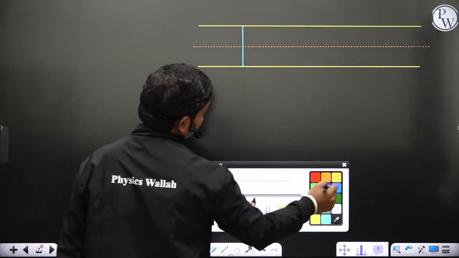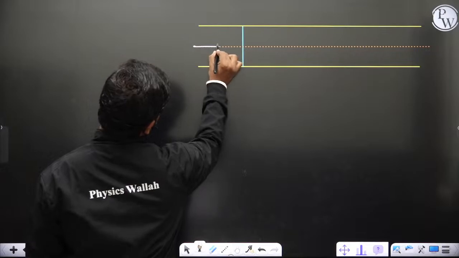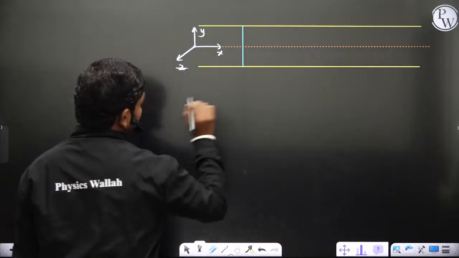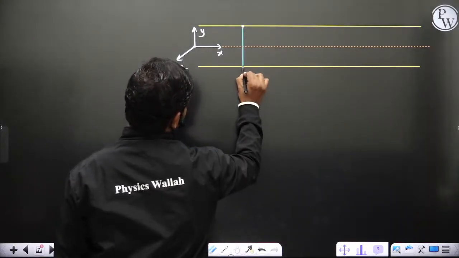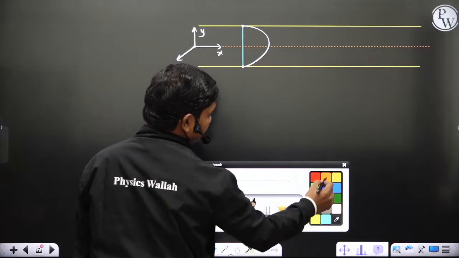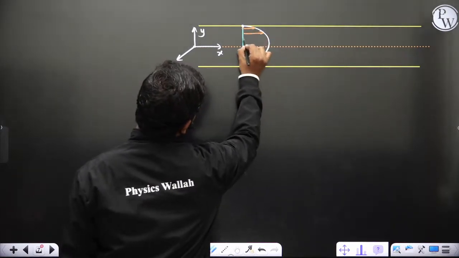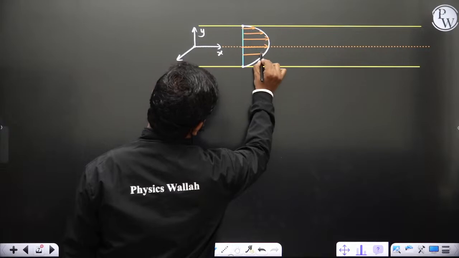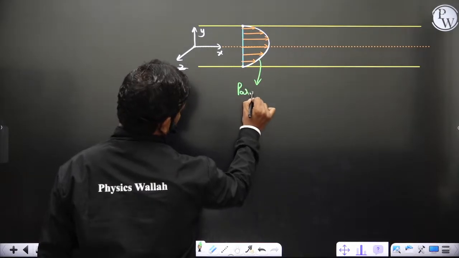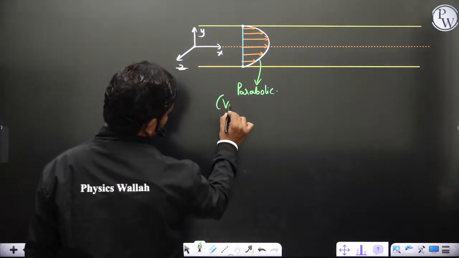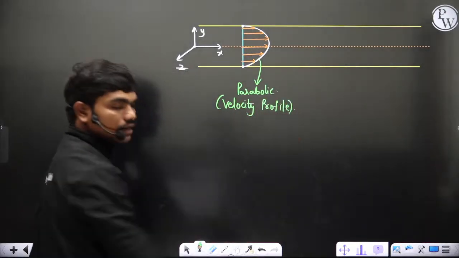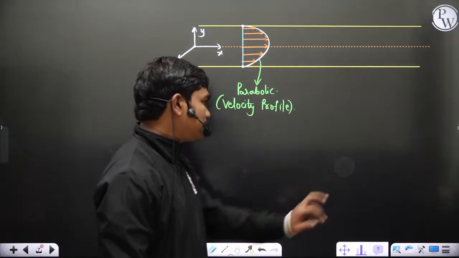Okay, so let us define the coordinate system here: X, Y, and also Z. This is the coordinate system. Then at this point the velocity is 0, here the velocity is 0, and clearly it increases, so it takes a parabolic shape. So this is actually a parabola. You can see this is actually parabolic. This is the velocity profile.